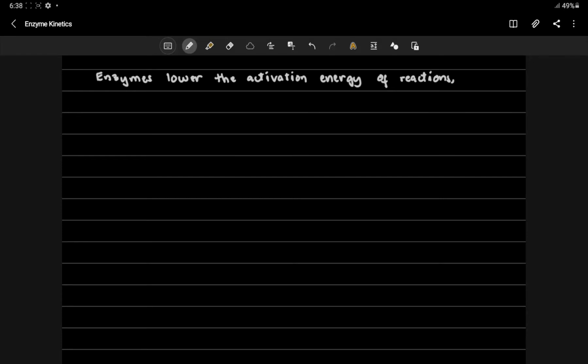So how do enzymes speed up reactions? So enzymes, just like your catalysts, they speed up reactions by lowering the activation energy for that reaction. So for example, we have a reaction of A and B forming product P.